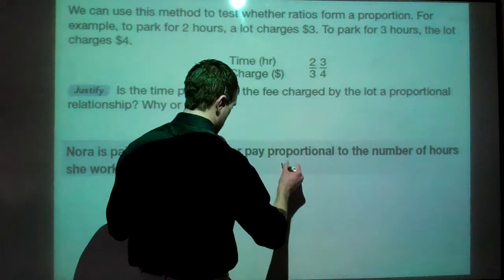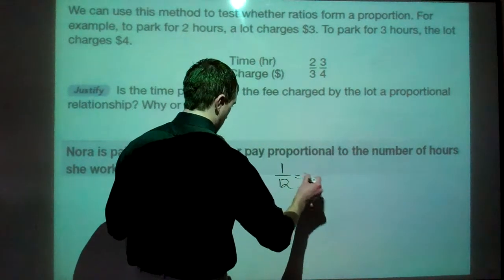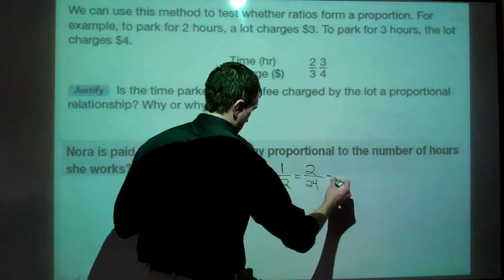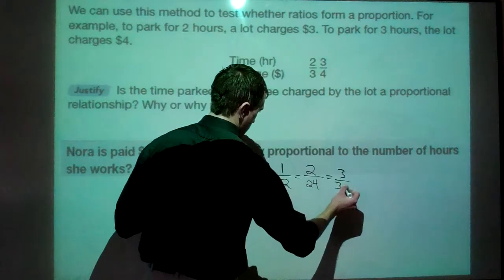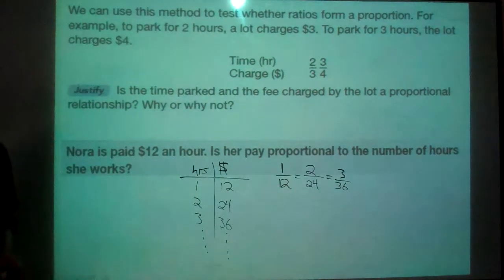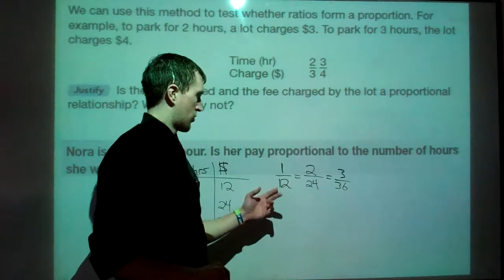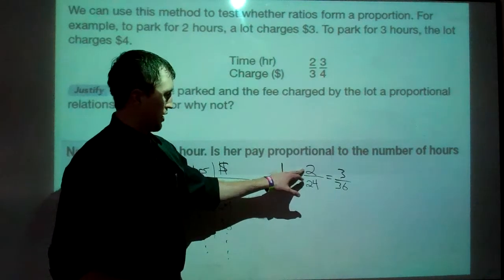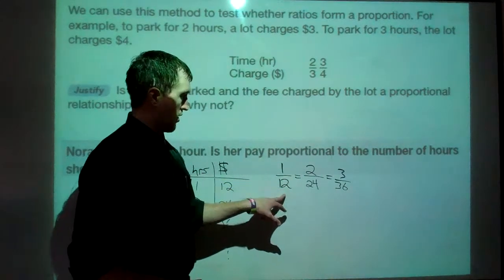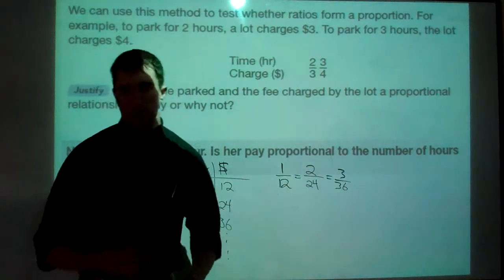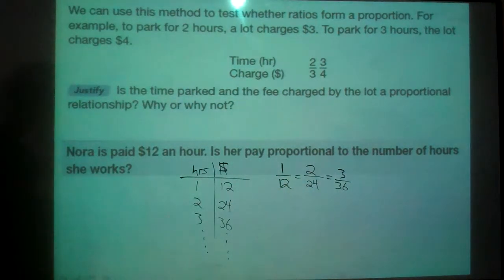1/12 equals 2/24 equals 3/36. We should be able to see that all of those are equal to 1/12. The second two fractions we could reduce and they would turn into 1/12. Divide this by 2, you get 1. Divide this by 2, you get 12. Divide by 3, you get 1. Divide by 3, you get 12. Okay, so this is a proportional relationship.